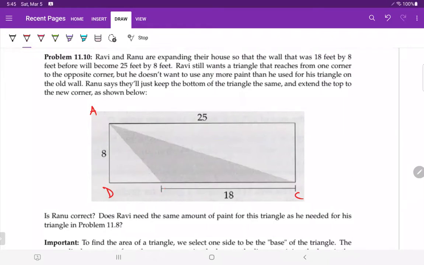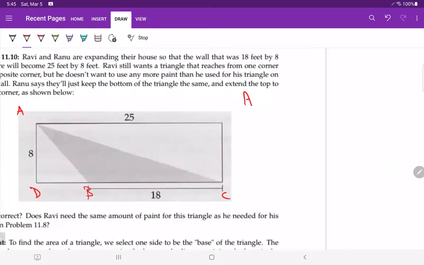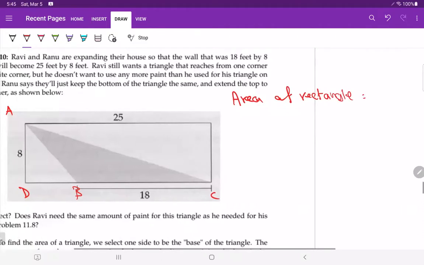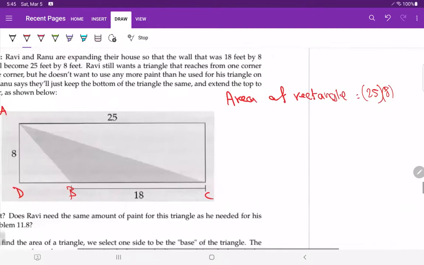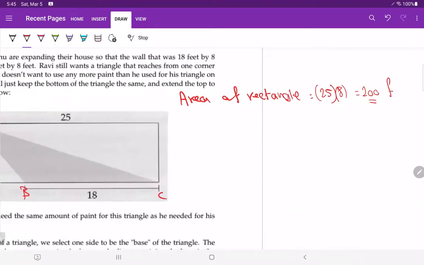To find the area of ABC, it will be very easy to find the area of the rectangle first. So let's find the area of the rectangle, which is 25 times 8, which is 200 square feet.